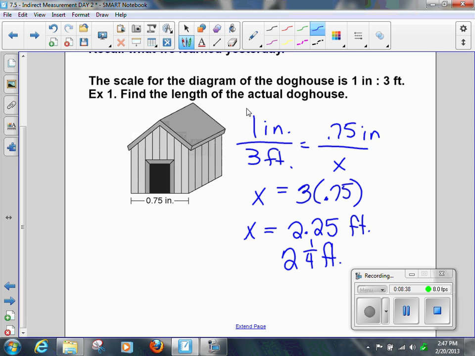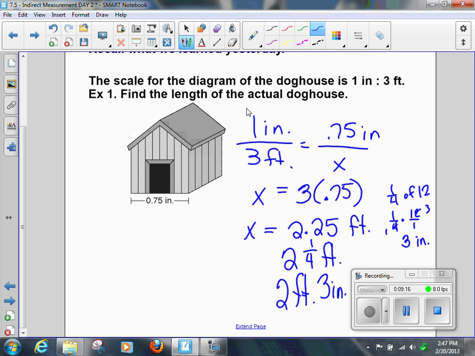How many inches? No, it's 3. What's 1/4 of 12? 3. It should be 2 feet, 3 inches, because 1/4 of 12, write that over here. Remember, 1/4 of 12 is 3. It works out mathematically to be 3.